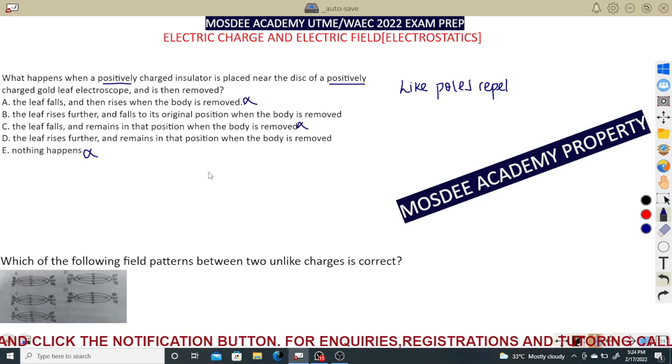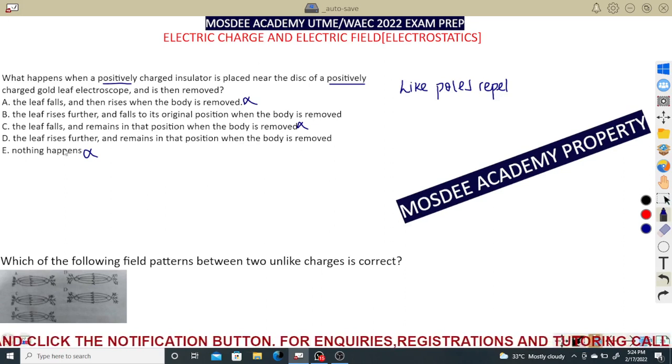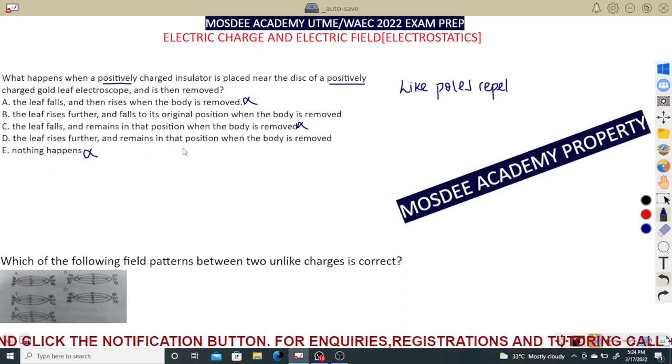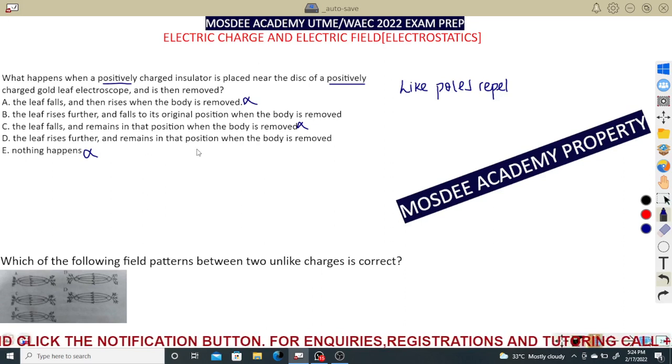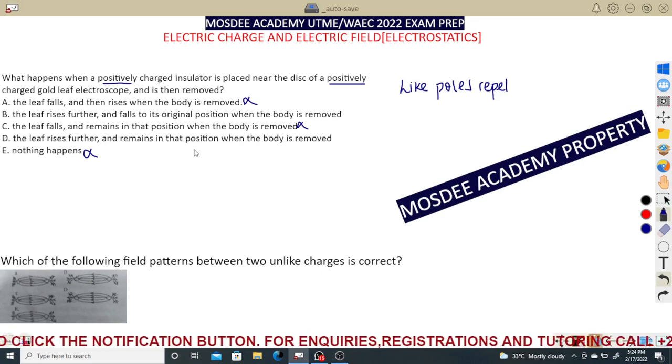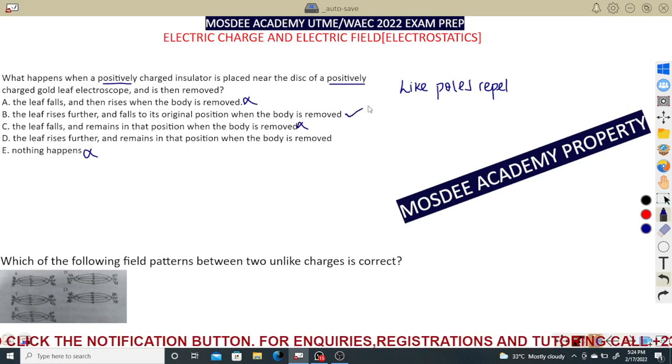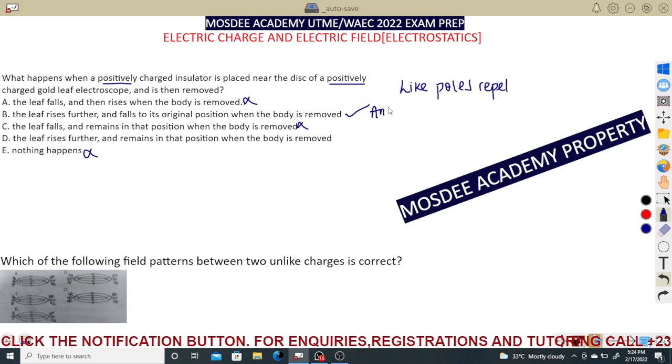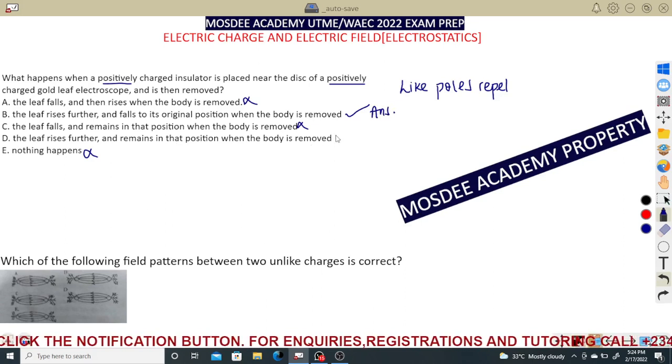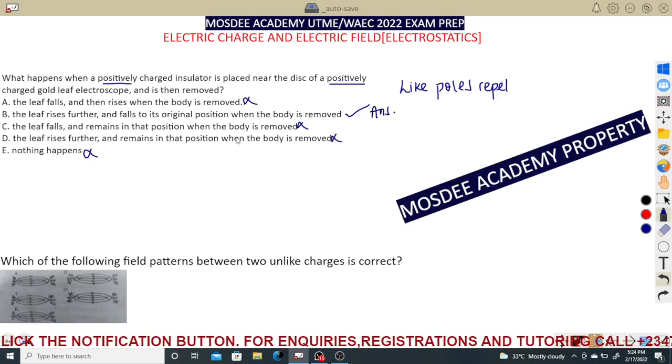Forgive my English. I'm not your grammar teacher. So that's that. The leaf rises further and remains in that position. It can never. How will it remain there when the charge has stopped flowing? So please note that. So the answer is choice B. I think it's a simple question for you guys, but I know some students still have issues picking the right answer when they were able to conquer some wrong answers. Then they see two similar answers, they always still fall victim to the wrong answer.